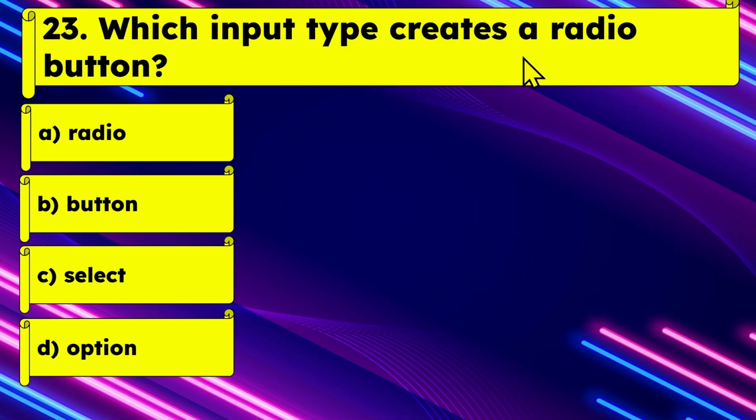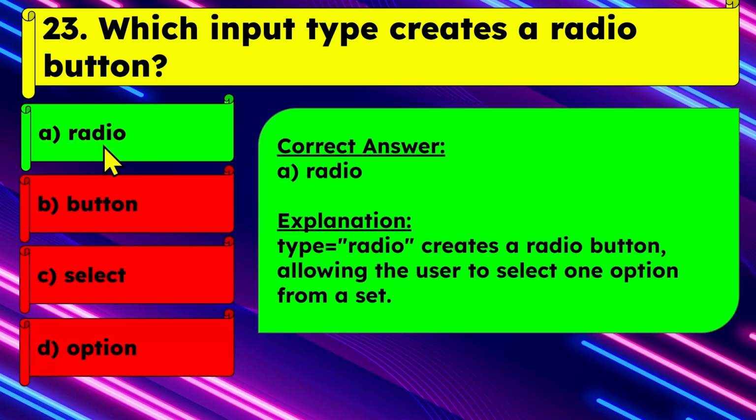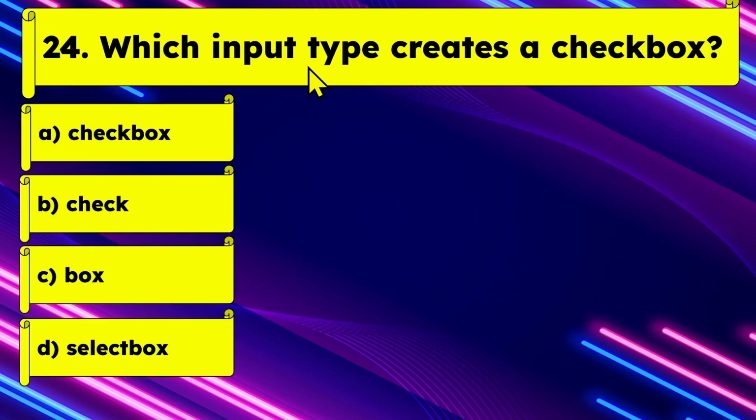So let's jump to our next question. Which input type creates a radio button? Option A radio, option B button, option C select, or option D option. So here the correct answer will be option A. As you can see, type equal to radio creates a radio button which allows the user to select an option from a set.